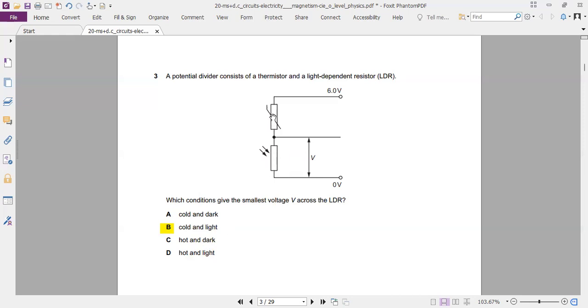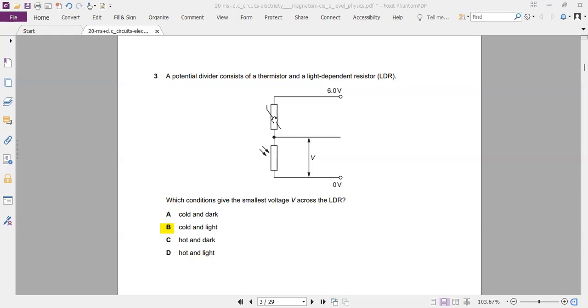Now LDR needs to have minimum resistance, sorry, we are looking for smallest voltage. I do apologize. So for LDR, the smallest voltage across this will only be possible when the light increases, the resistance decreases. So when the resistance decreases, that means the potential difference across this will decrease.